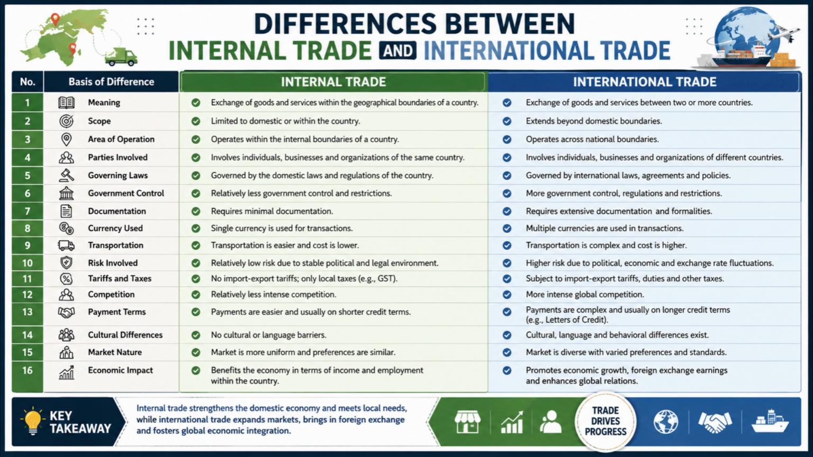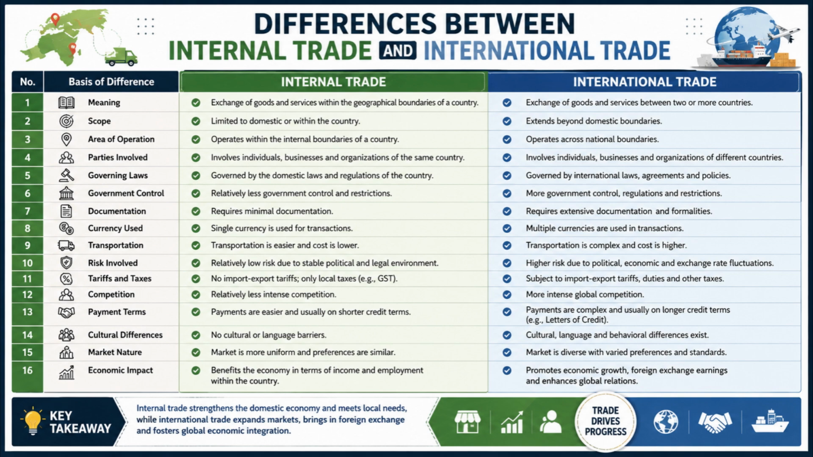Number 1. Internal trade refers to the exchange of goods and services within the geographical boundaries of a country, whereas international trade refers to the exchange of goods and services between two or more countries. Number 2. Internal trade is limited to domestic markets within a country, whereas international trade extends beyond domestic boundaries to foreign markets.